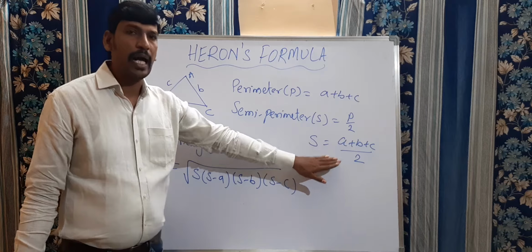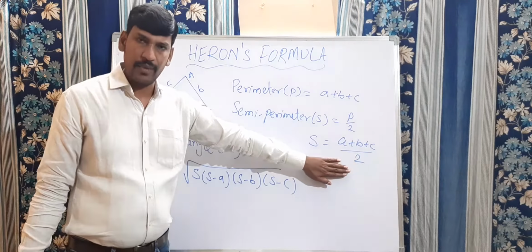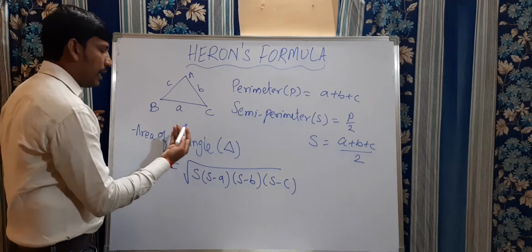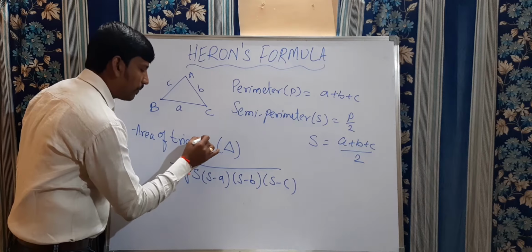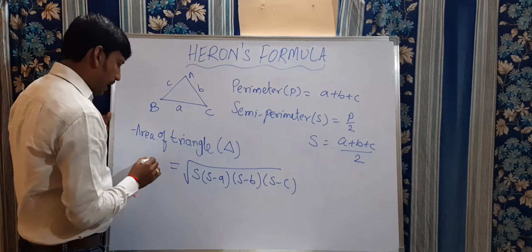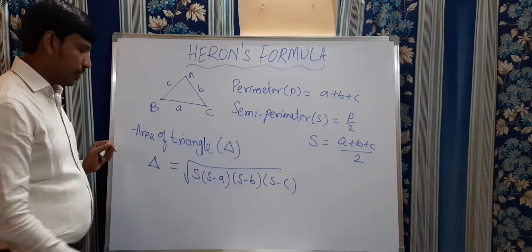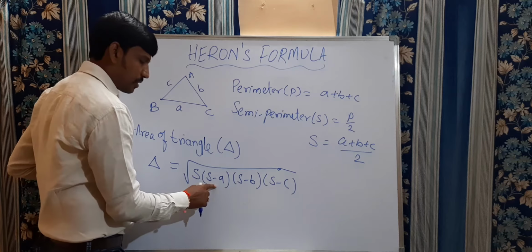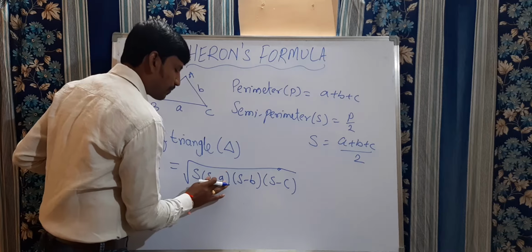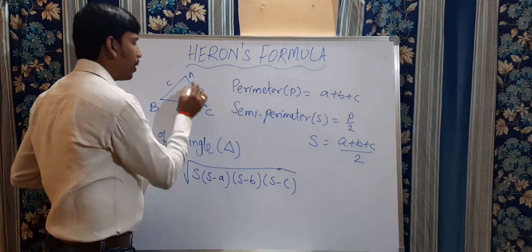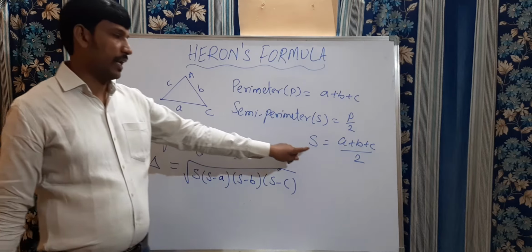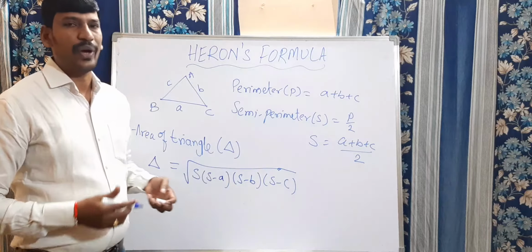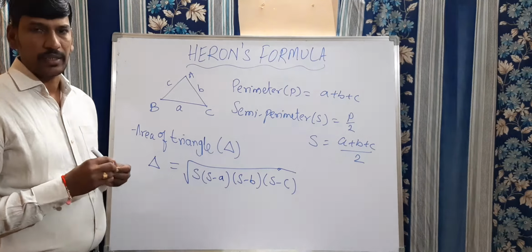After finding the value of S, to find the area of the triangle, it is denoted by delta. Delta is equal to square root of S into (S minus a) into (S minus b) into (S minus c). You have to subtract all the sides from the semi-perimeter S and multiply with S. You will get the solution. Let us discuss one example based on this.